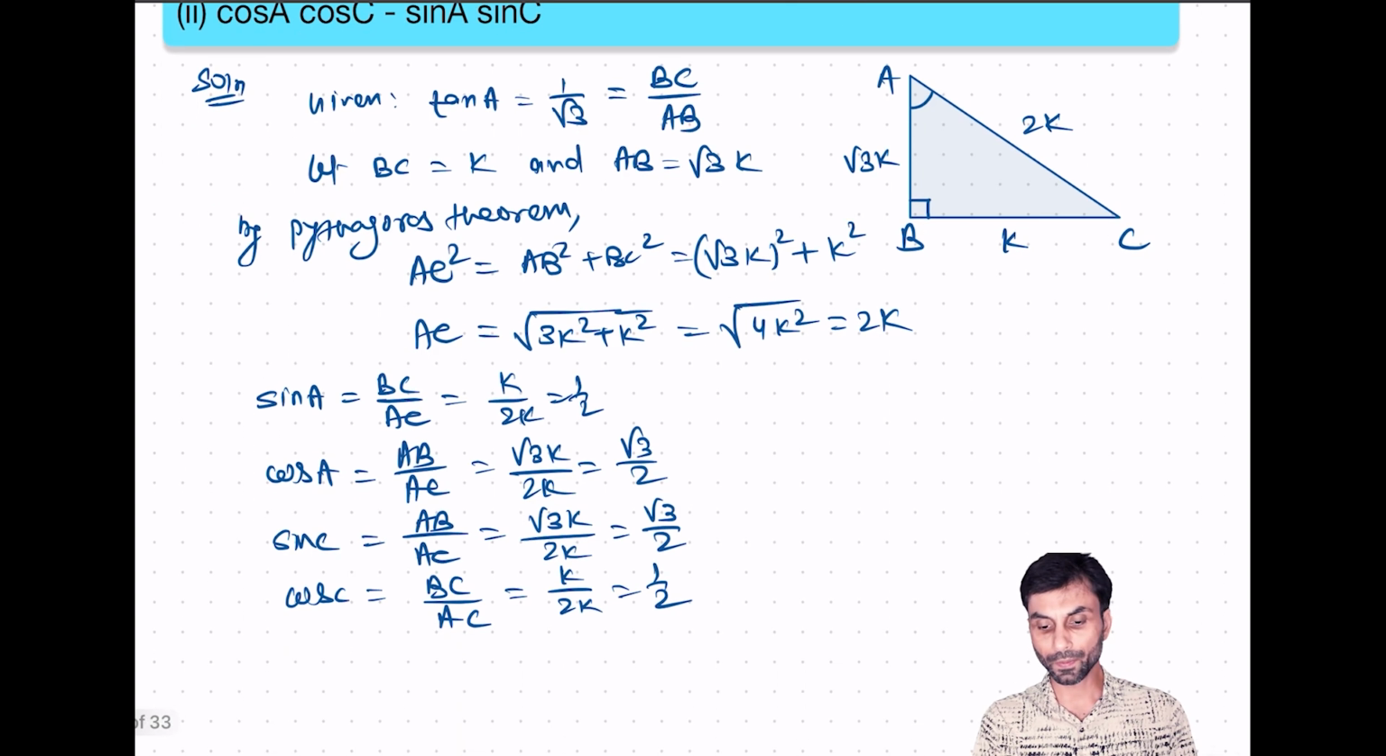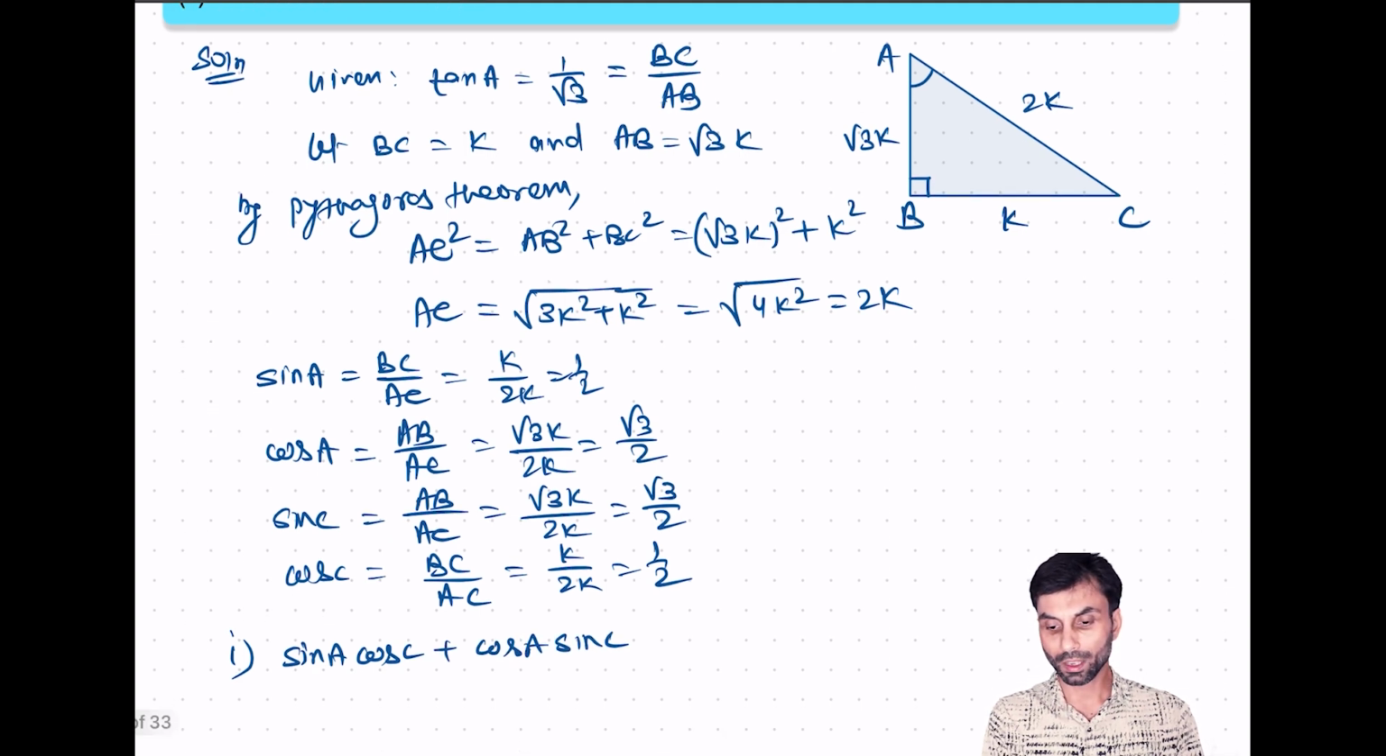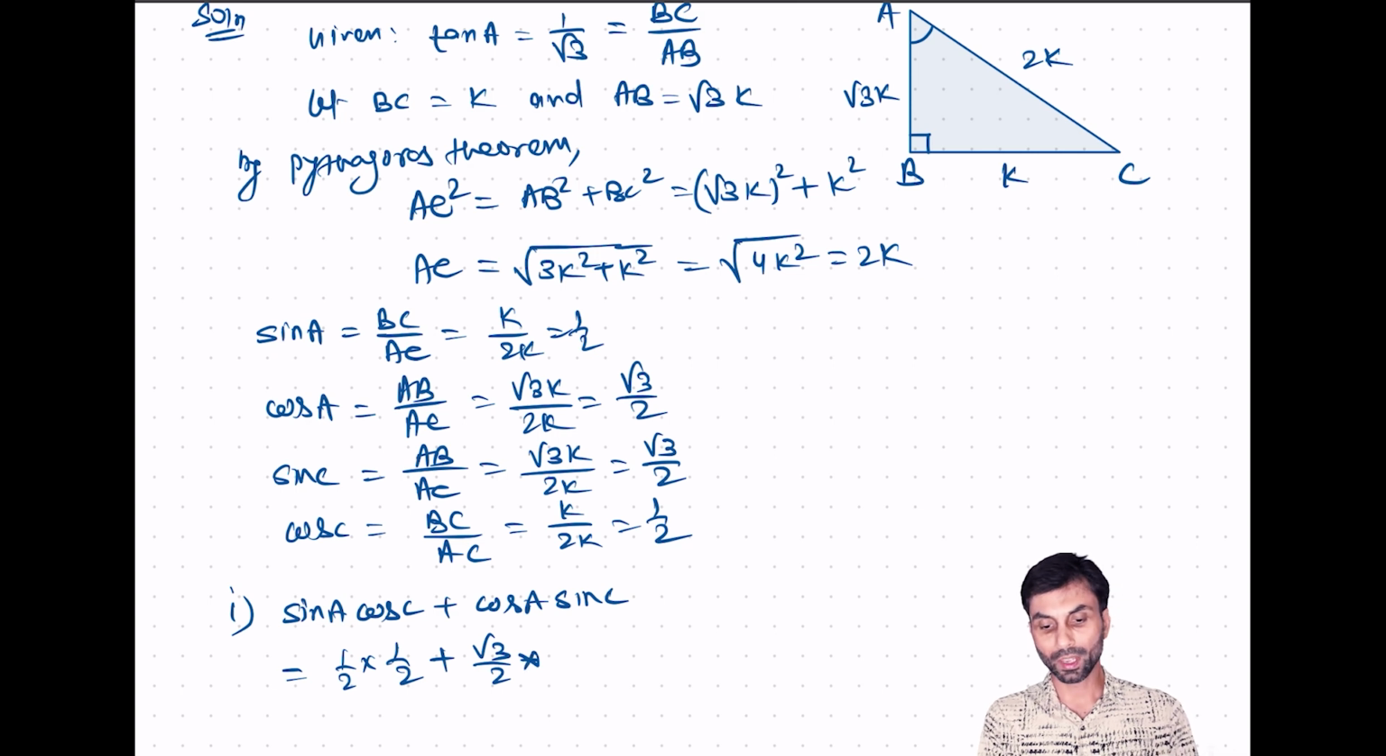So the first one is, we have to find sin A into cos C plus cos A into sin C. When you substitute the values, sin A is 1 by 2 into cos C, that is also 1 by 2, plus cos A, which is root 3 by 2, into sin C, that is also root 3 by 2. On solving, we'll get 1 by 4 plus 3 by 4, which will be 4 by 4, and that is 1.